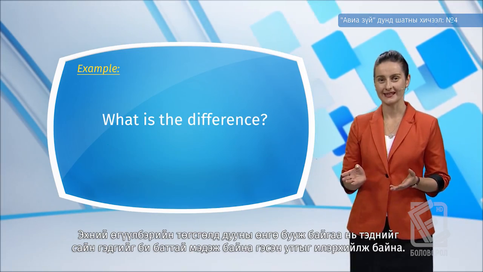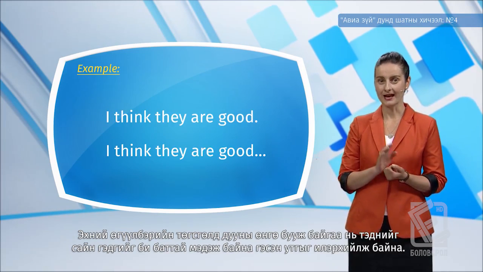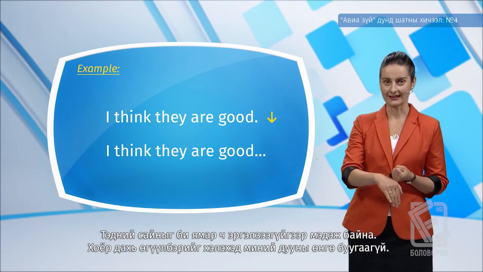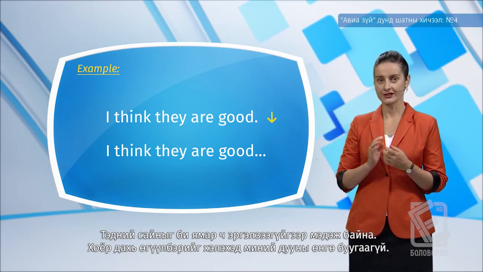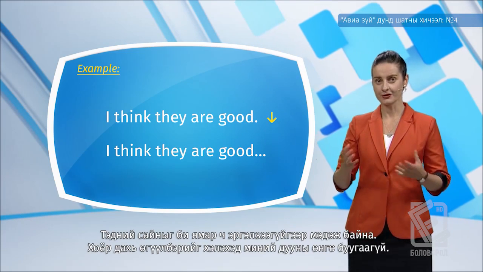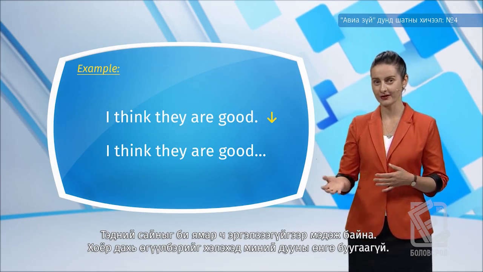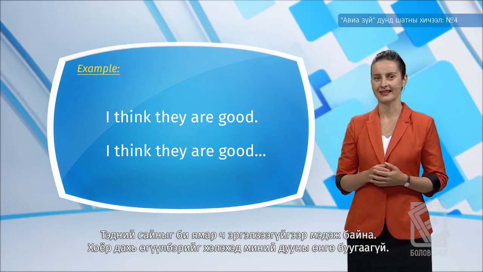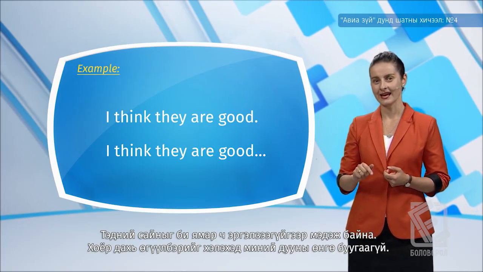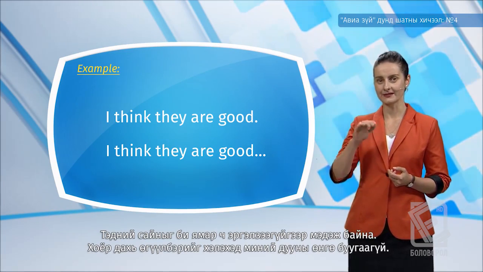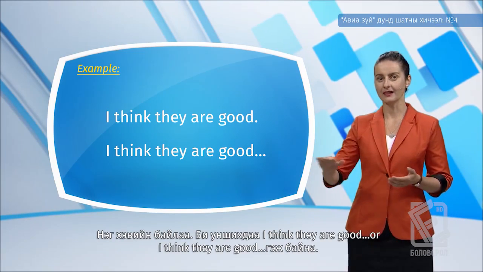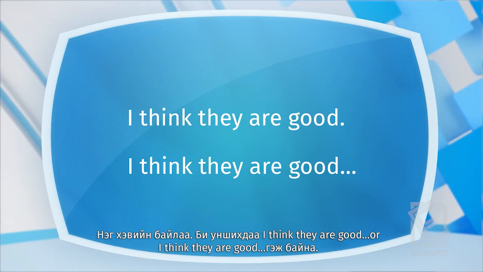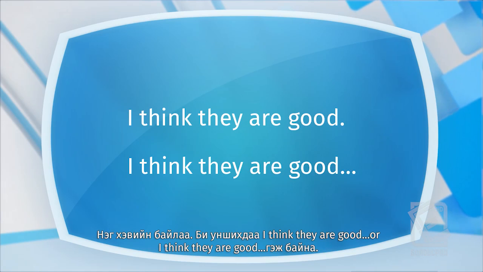What is the difference? In the first case, my tone of voice fell at the end of the sentence, which is showing that I am sure that they are good. I have no doubt, so it is my opinion, they are good. However, in the second sentence, the tone of my voice didn't fall. It was kind of flat. I told like this. So, I think they are good.